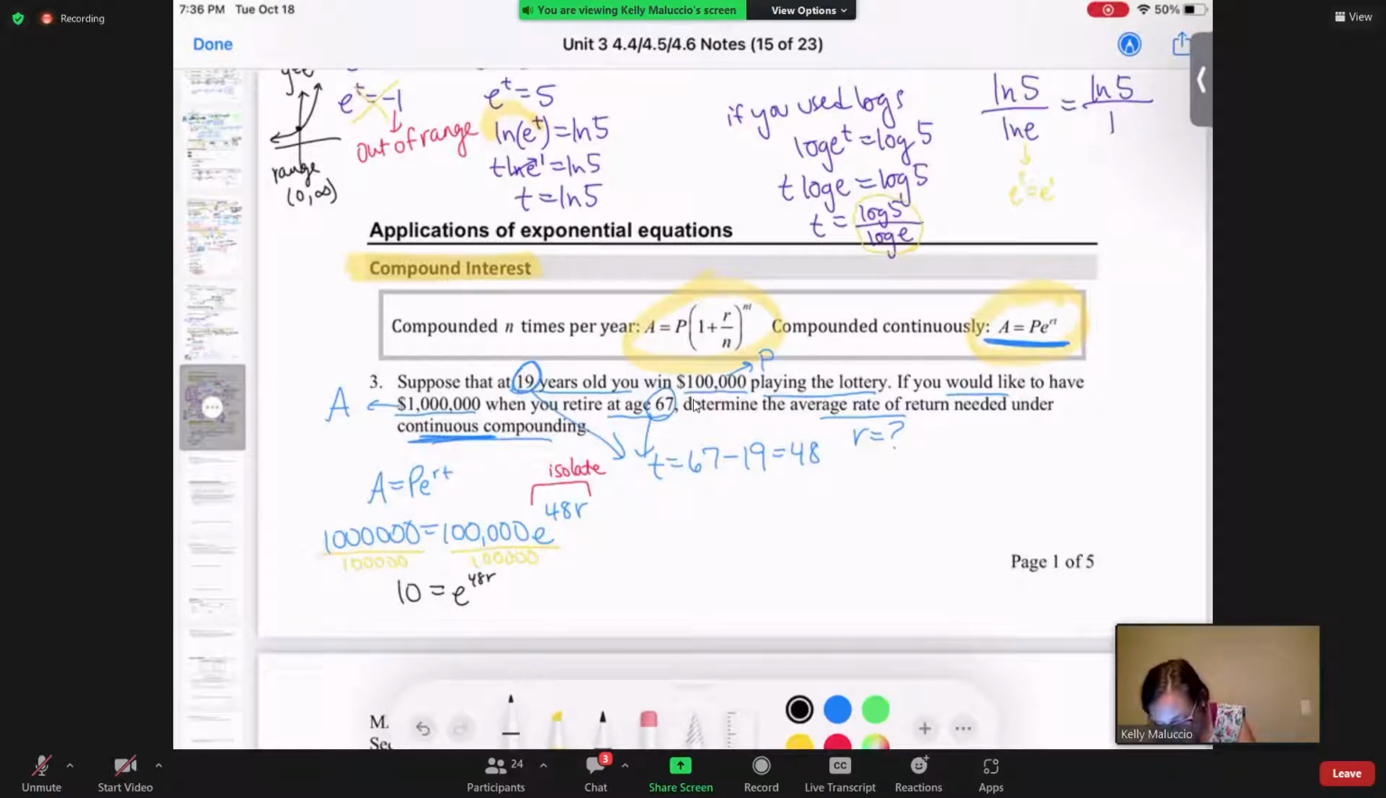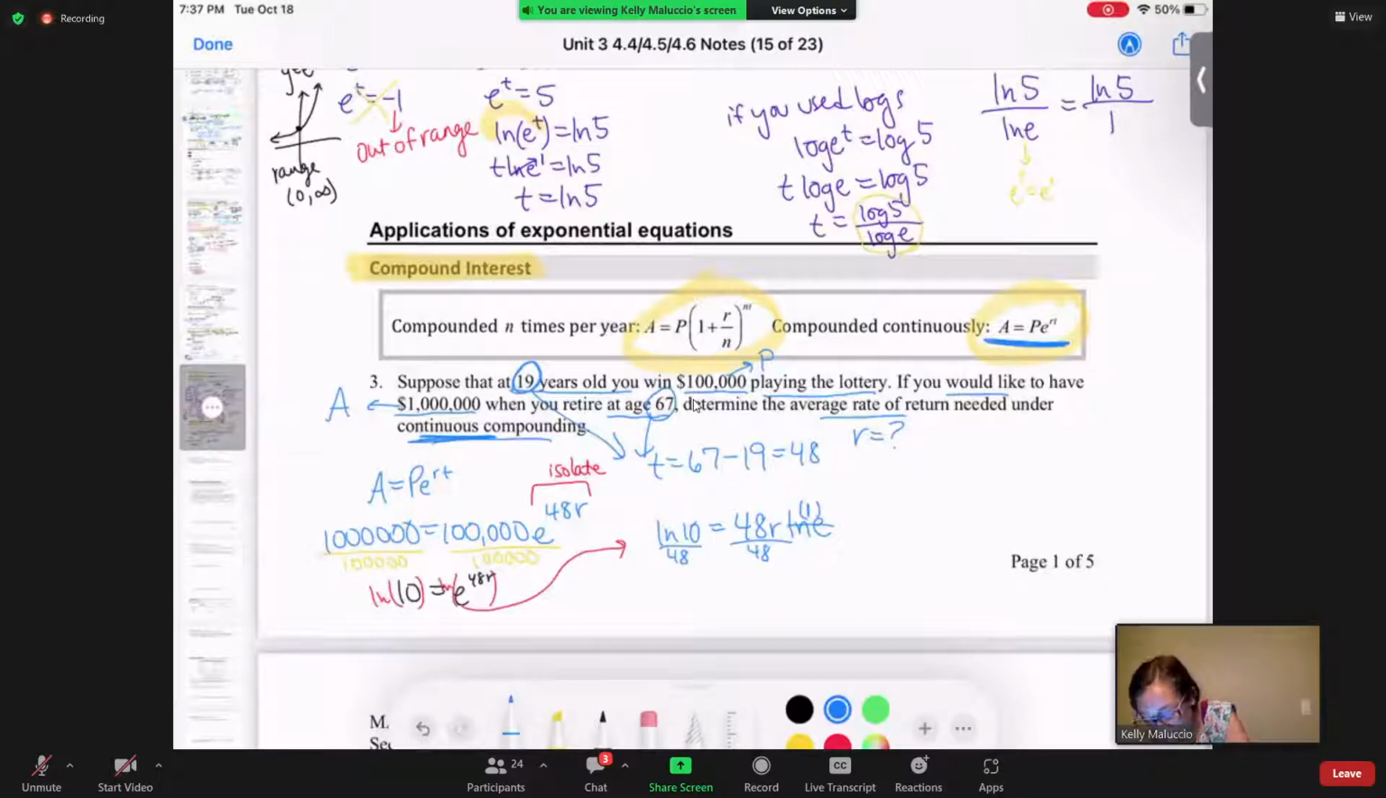I'm still a fan of the ln, so I'm going to do that. So I'm going to say, if I take ln of both sides, then we know, I'm going to rewrite this, and we know that the exponent can come in front. So I'm going to say ln 10 equals 48R ln E, right? Now, here's where I did a nice thing. ln E is just 1. So this just goes away because it's just 1, right? And I get ln 10 equals 48R. So now I divide both sides by 48.